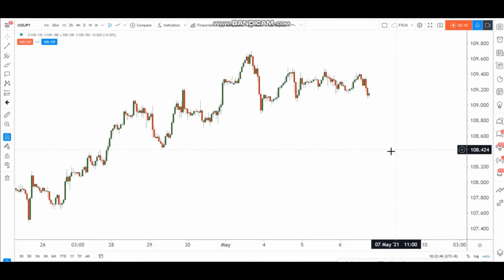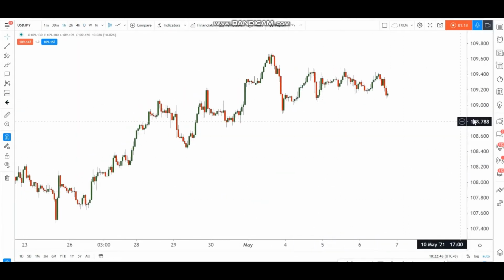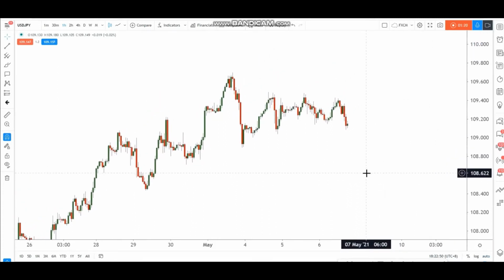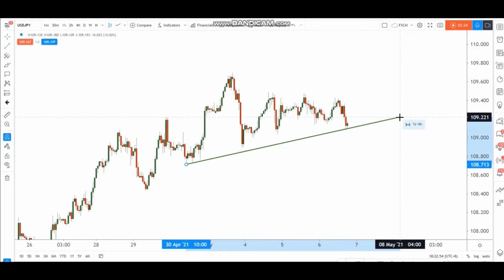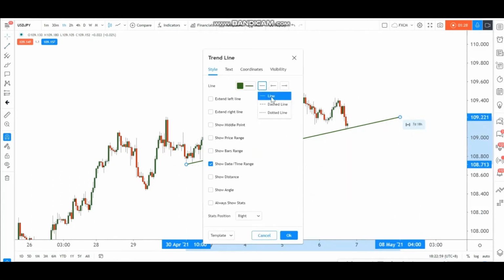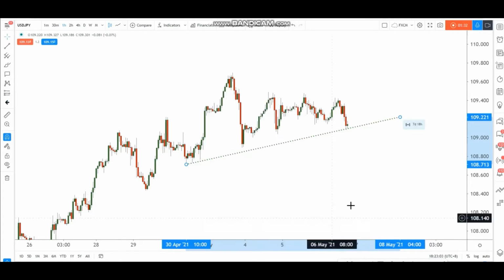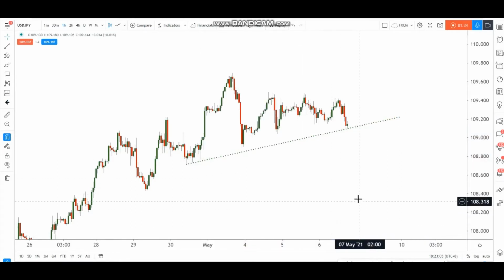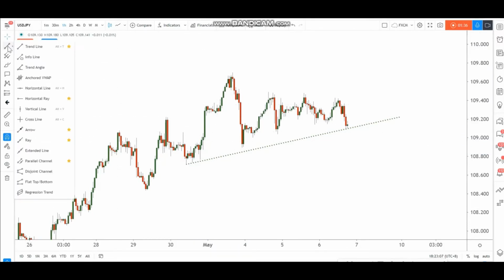So on my 1 hour time frame, I can draw the uptrend line even better. If I were to draw an uptrend line, I can definitely draw from here. This can be my uptrend line. So right now it's actually resting right at our uptrend line. So let me just change this to a dotted line. Next, we can find an entry for our dollar yen.